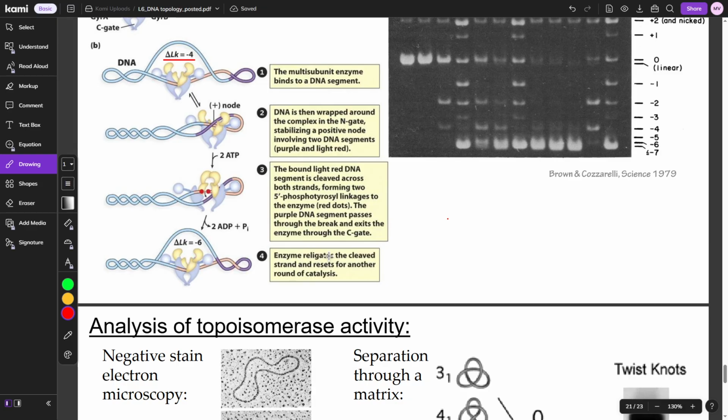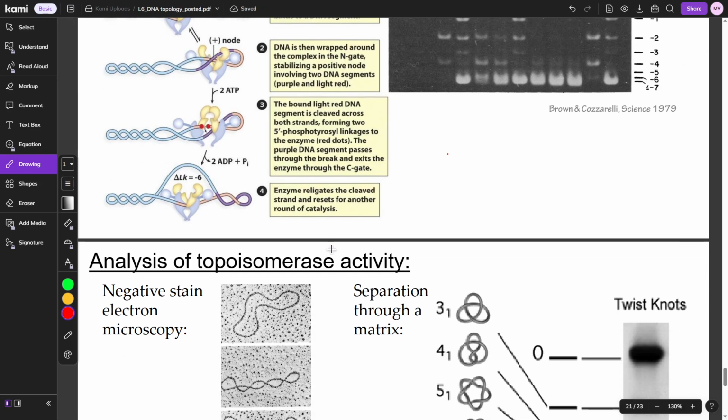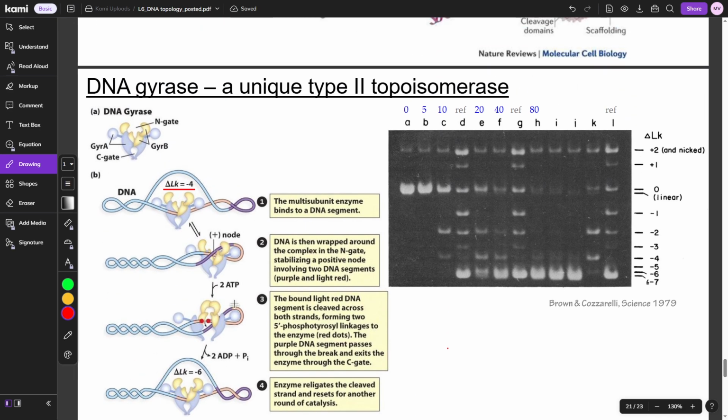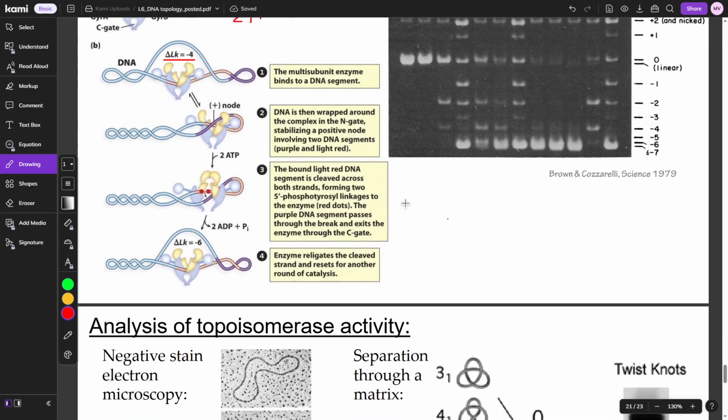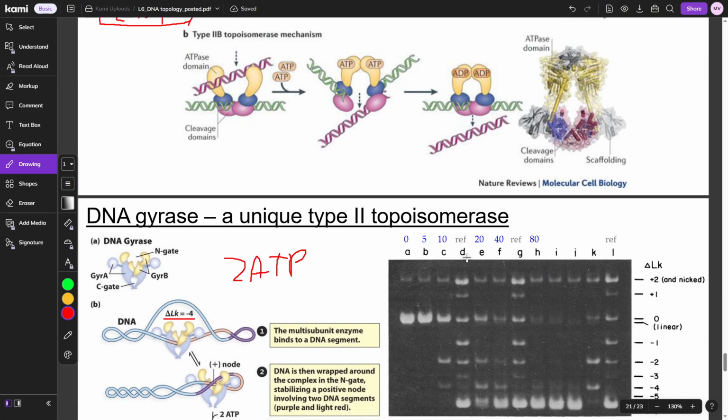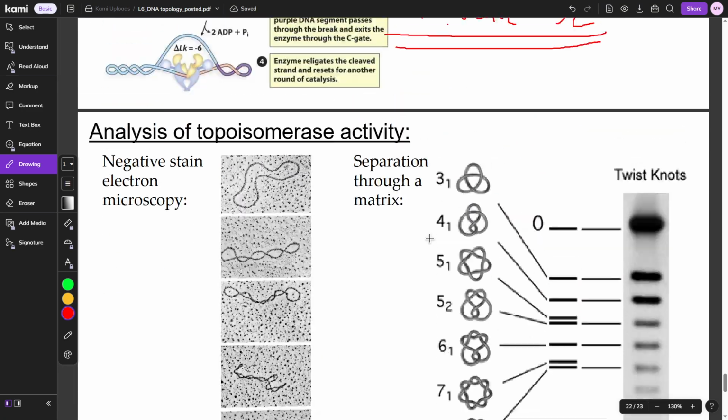But again, the mechanism is not that important. I would say that just knowing that it uses 2 ATP and the fact that it introduces supercoil. I'm just going to say SC. Introduces supercoil. This is unlike the other ones that usually remove supercoiling.